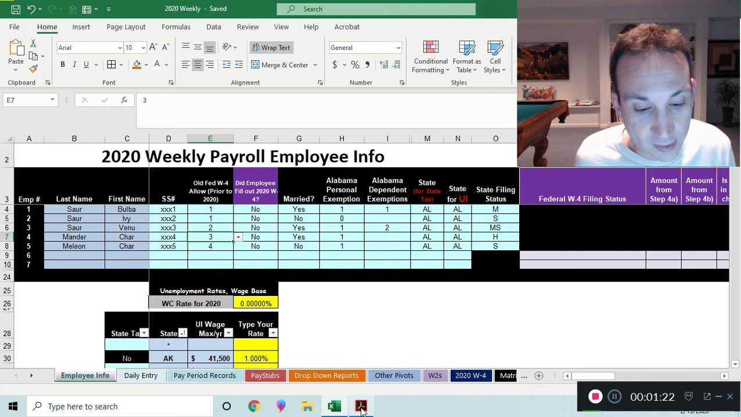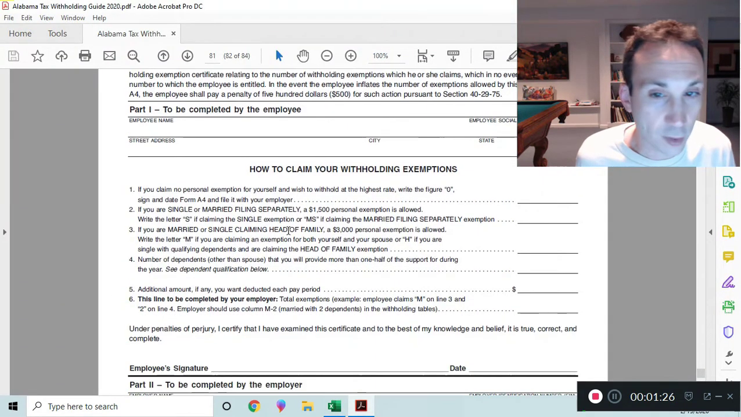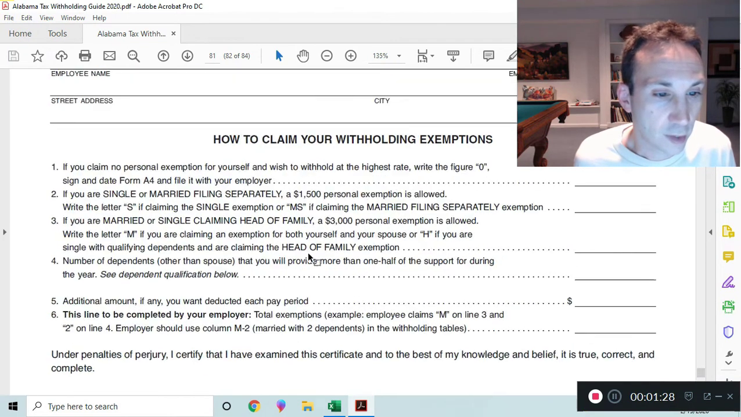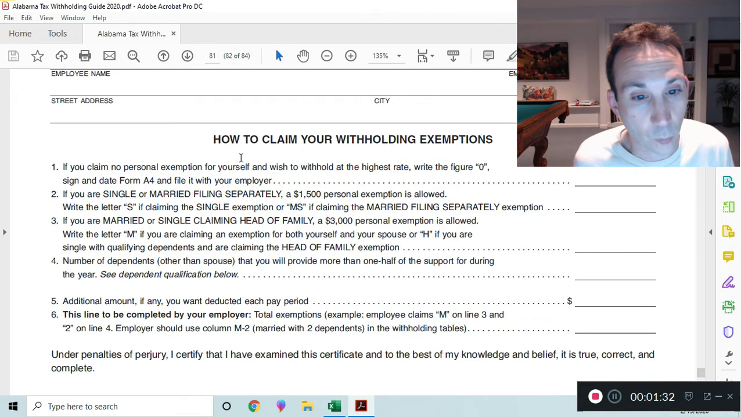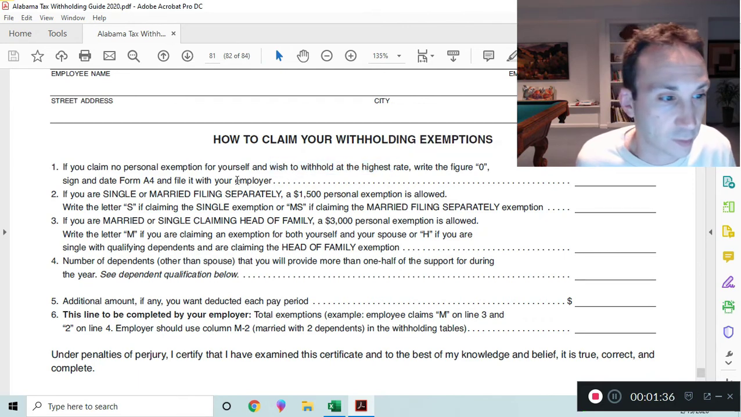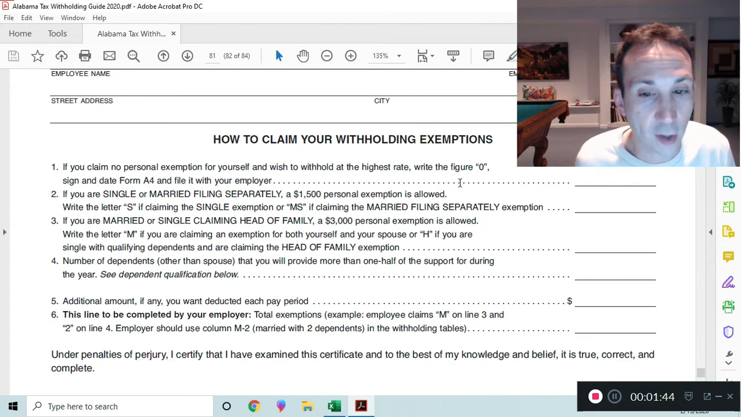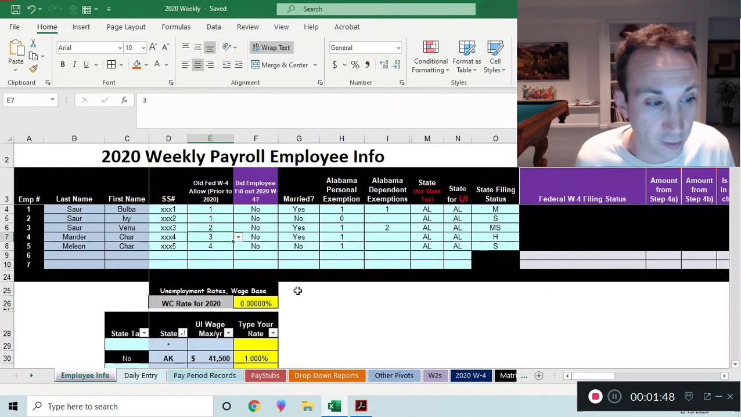Alabama has an A4 form that your employee needs to fill out. It's going to have a few questions that are relevant. Those questions are, does the person want to withhold at the highest rate, essentially not using their personal exemption? They can write 0 here, or they really should put 1 if they are going to use their personal exemption. I'll show you where that goes in the file here.